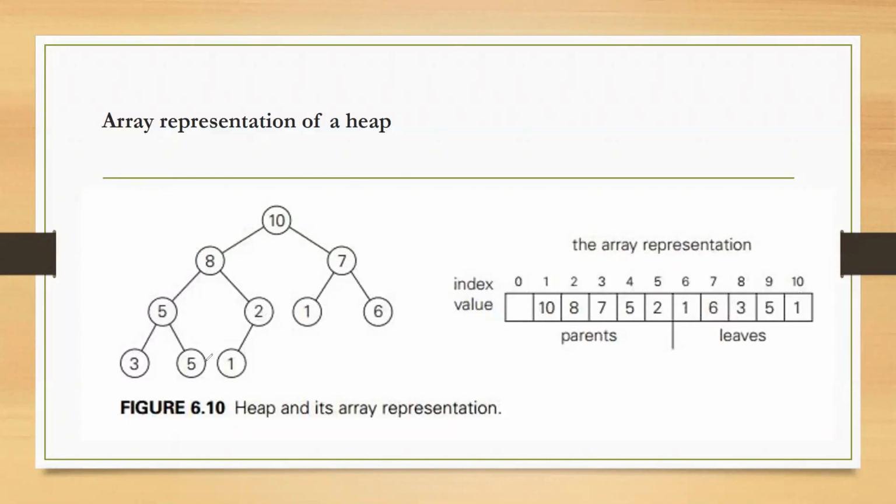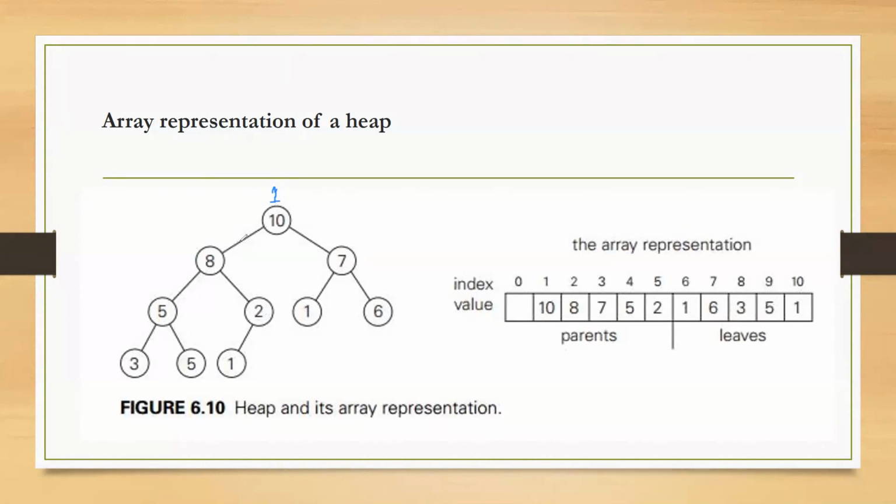Now you have to take one array and its 0th index should be kept empty. We are not storing the elements or nodes of the tree in the 0th index. We have to start from 1. So 1 is considered the location of the root node. The location of the root is index number 1.